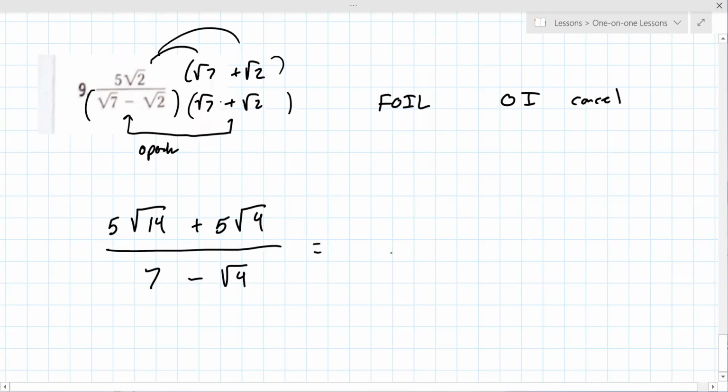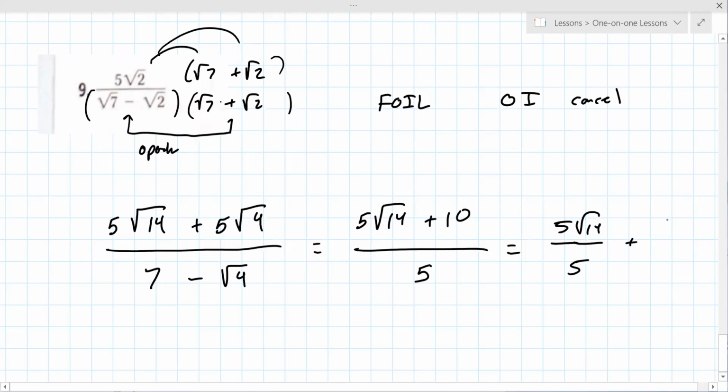Okay. I'm going to go horizontal here. 5 square root 14, no big deal, leave that. Square root of 4 is 2, so this becomes 10. You should divide both of these. Oh yeah. Okay. So it's root 14 plus 2. Yes. And that's what your instructor would be looking for. I'd give you the full credit on that one.